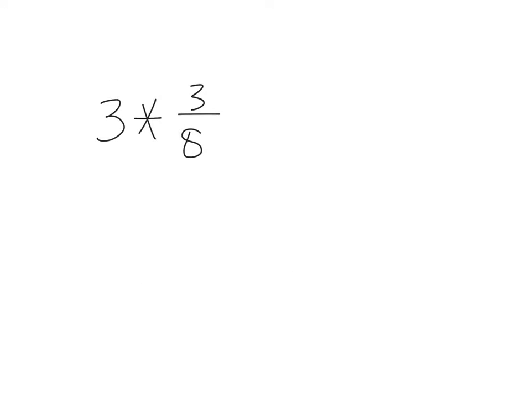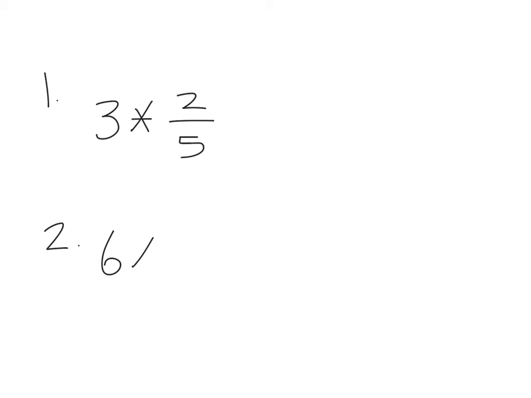Okay, how did you do? Did you take your whole number, times it by the numerator, 3 times 3 equals 9, and then your denominator stays the same, 9/8. If you got that, give yourselves a pat on the back so your teacher can see it. Here are 2 more problems for you to solve. 3 times 2/5, so there's number 1, and then number 2, 6 times 7/8.